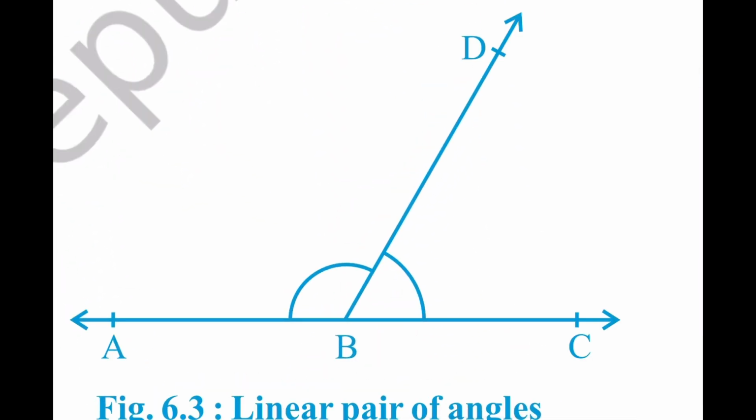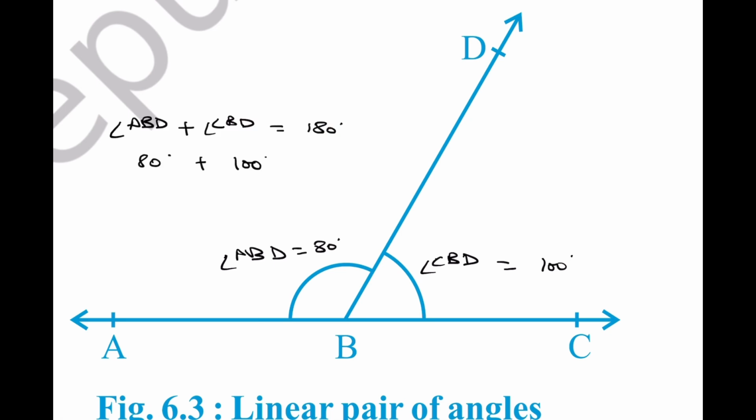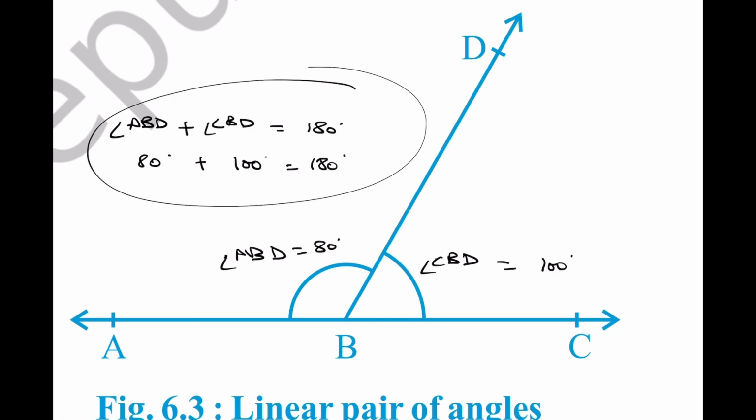Taking another example, if we have a line AC on which another line BD is intersecting, then two angles will be formed. For example, we have an angle CBD of 100 degrees and another angle ABD of 80 degrees, then the sum of these two angles will be 180 degrees. Therefore, this will be a set of supplementary angles.